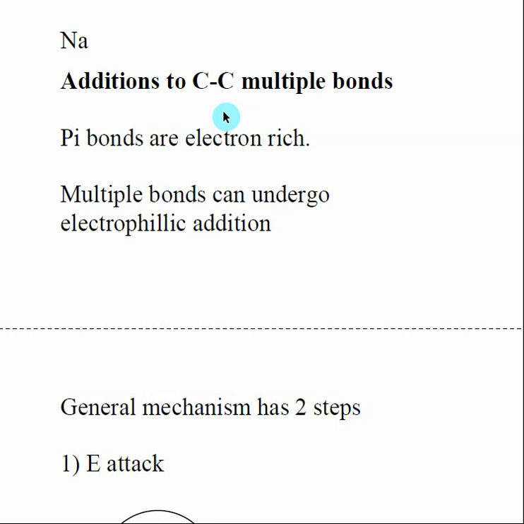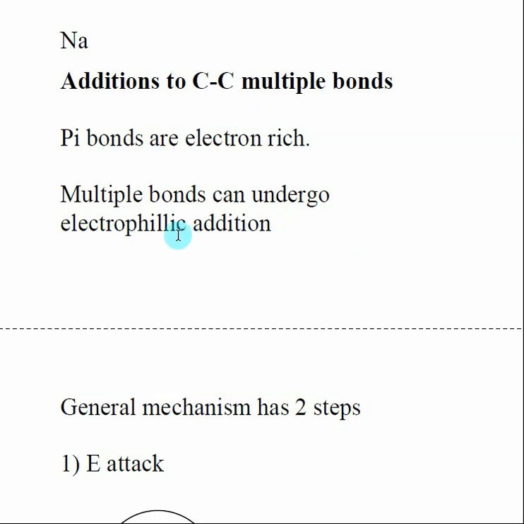I have more electrons that I can use for reactions. So multiple bonds can undergo electrophilic addition. We've been talking about nucleophilic addition, and we're still not done talking about nucleophiles. But with these, because multiple bonds are electron rich, we're going to start with a reaction with an electrophile.